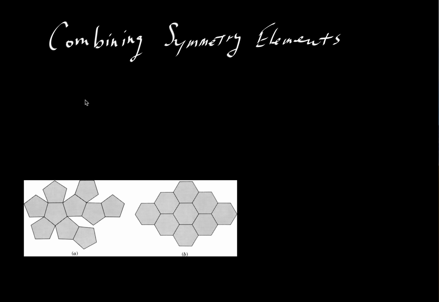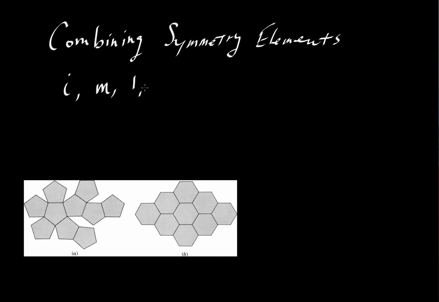So here we're going to take an initial look at combining symmetry elements and some of the limitations in the symmetry elements. So let's start by writing out what we've seen so far. We have a center of symmetry or an inversion point, which we refer to as I. We have reflection symmetry, or otherwise notated as M, or mirror plane.